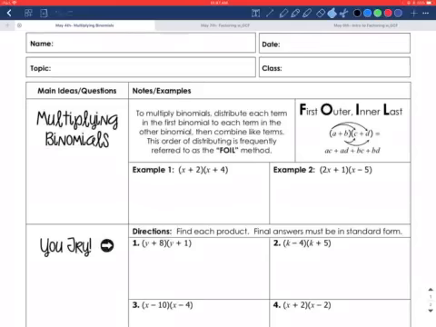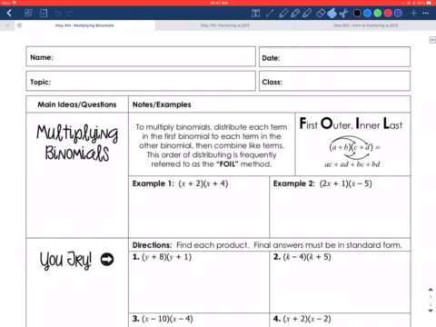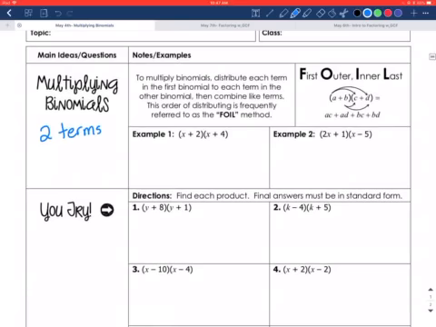Alright, so multiplying binomials. Binomials have two terms, whereas monomials have one. So what we're doing is multiplying a binomial times a binomial. We follow this method called FOIL, which is an acronym that stands for first, outer, inner, last.